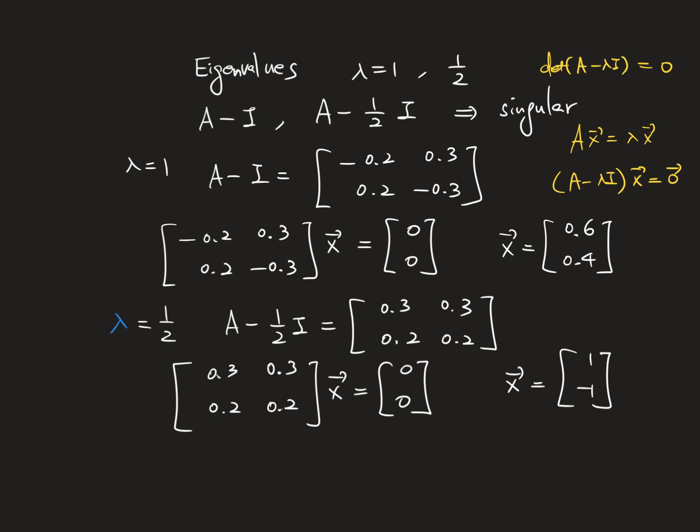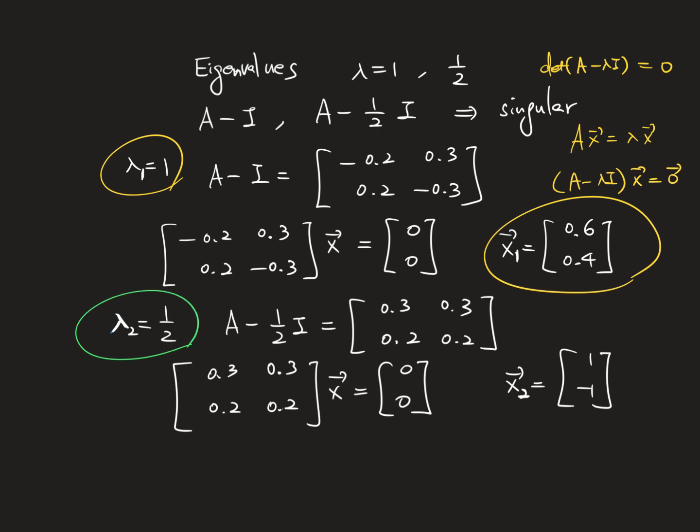Now we know that, I think we should write, this is x1 and this is x2, and we will call it lambda 1 is 1 and lambda 2 is 1/2. So we have 2 eigenvectors, and then we have 2 eigenvalues. So this one is for lambda 1 and this one for lambda 2.